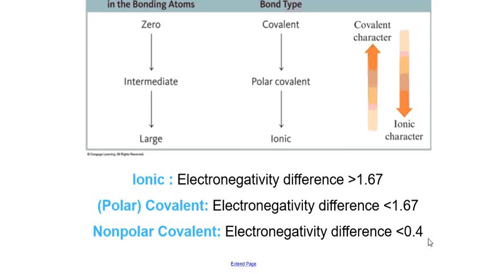Nonpolar is usually considered 0.4 or below. Polar covalent is anything above nonpolar, but still less than about 1.7-ish. And then ionic is generally anything greater than 1.7 difference.